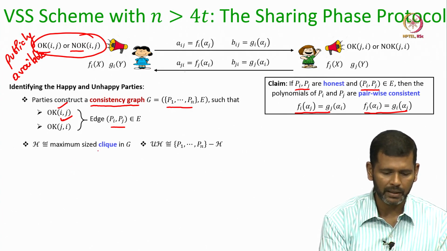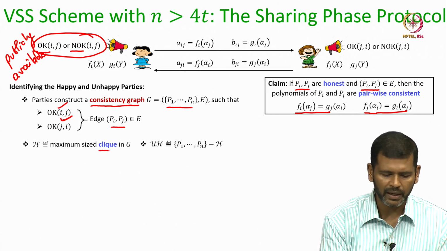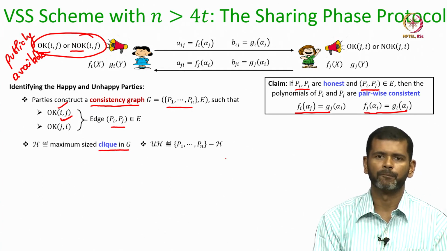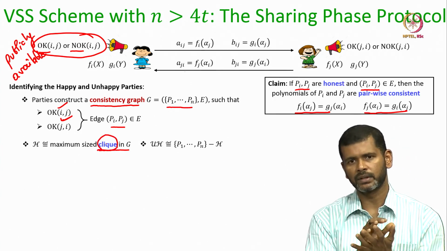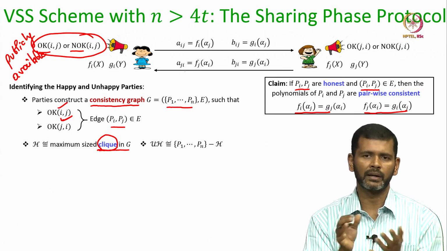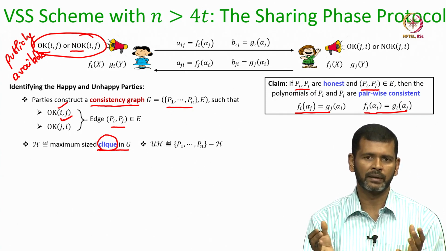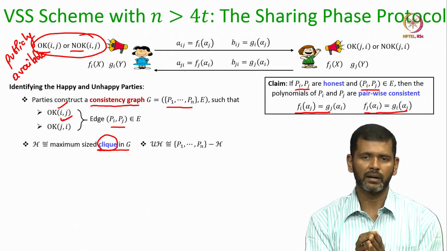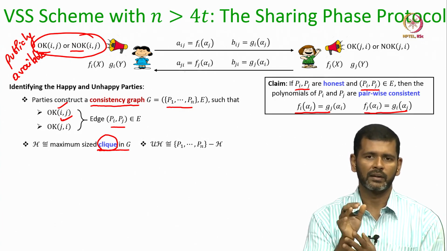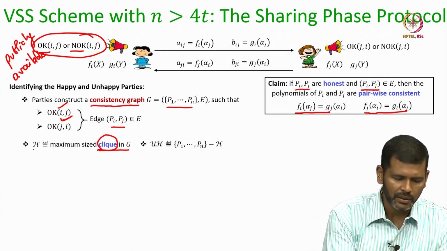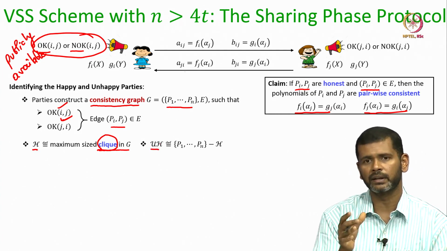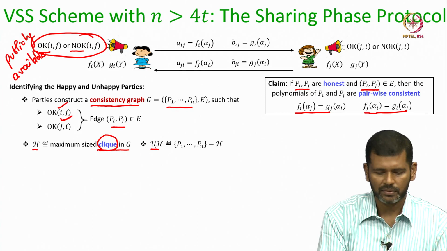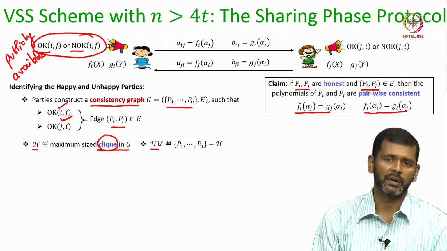Now, based on this claim, the parties identify the set of happy and unhappy parties as follows. The set of happy parties is defined to be the parties in the maximum sized clique in the graph G. So, what is a clique? It is a complete graph. Once the parties construct a consistency graph, they try to find out the maximum sized complete graph in that consistency graph, and the parties representing the corresponding nodes constitute the happy set of parties H, and the remaining parties who are not part of that maximum sized clique are said to be the set of unhappy parties.